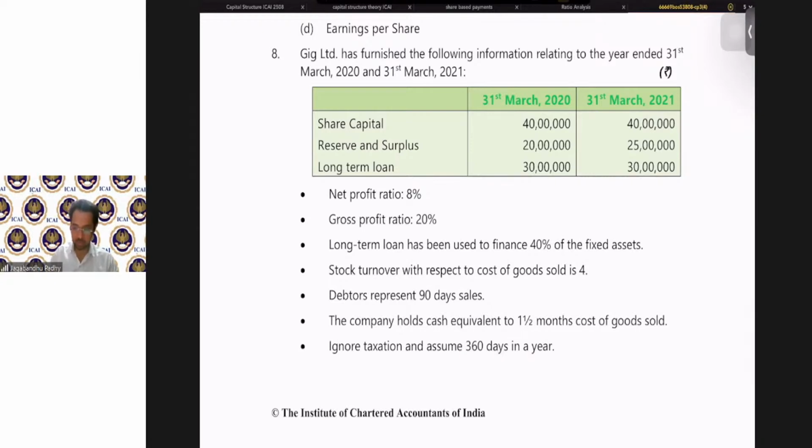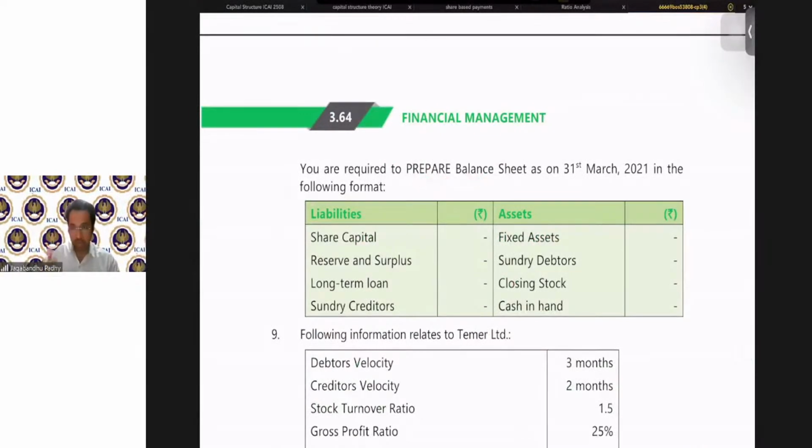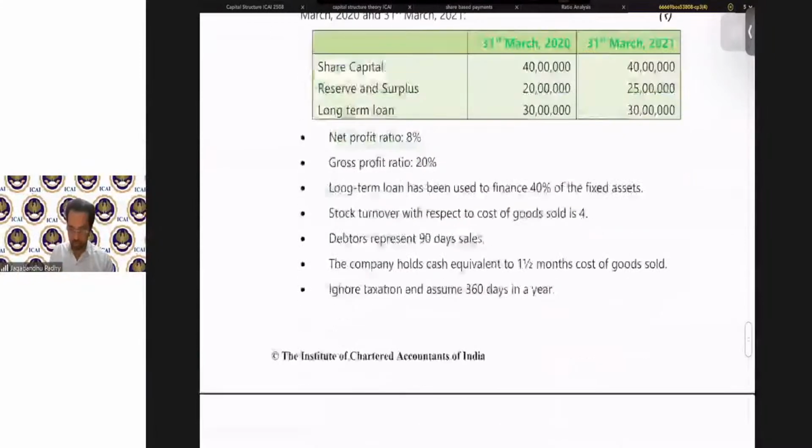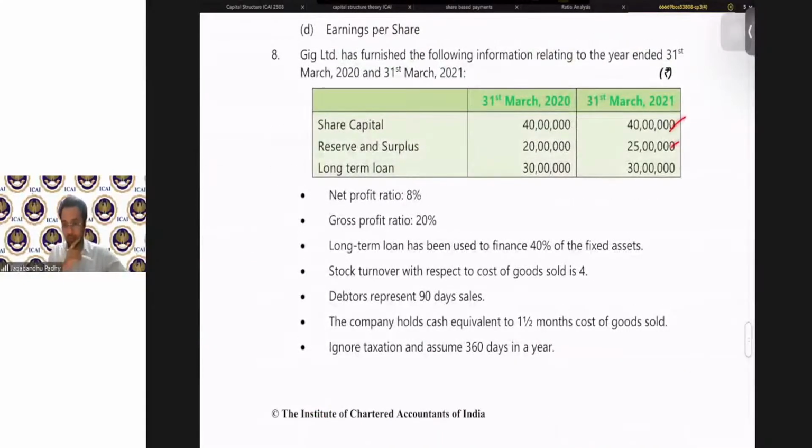So we have these figures as share capital, reserves and surplus, long-term loan. You're required to prepare the balance sheet as on 31st March 2021 in the following format. As on 31st March 2021, undoubtedly, share capital and reserves are already given, 40 lakh and 25 lakh. Now, the net profit ratio is 8%. Of course, this ratio is of sales, right?